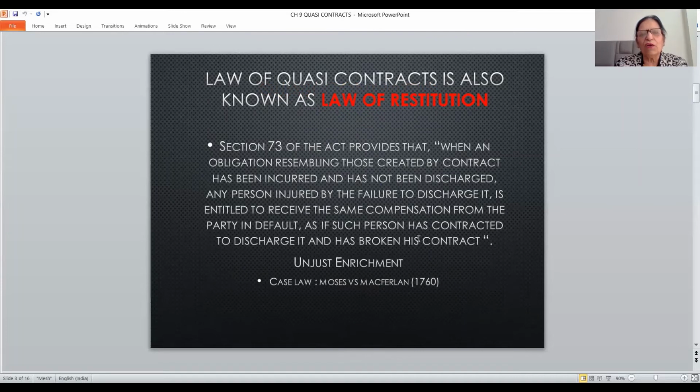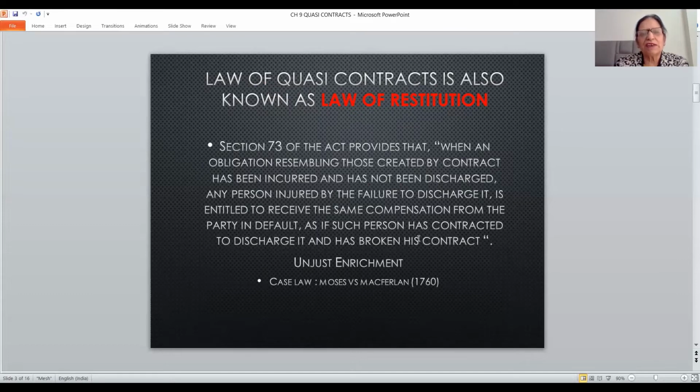Now, law of quasi contracts is also known as the law of restitution. So you all know, friends, the principle of restitution. The principle provides that if any person has derived any benefit under the agreement, or there is no agreement, if any benefit has been derived, it becomes his duty. He must return this benefit to the other person from whom the benefit has been derived. This is the meaning of the term law of restitution.